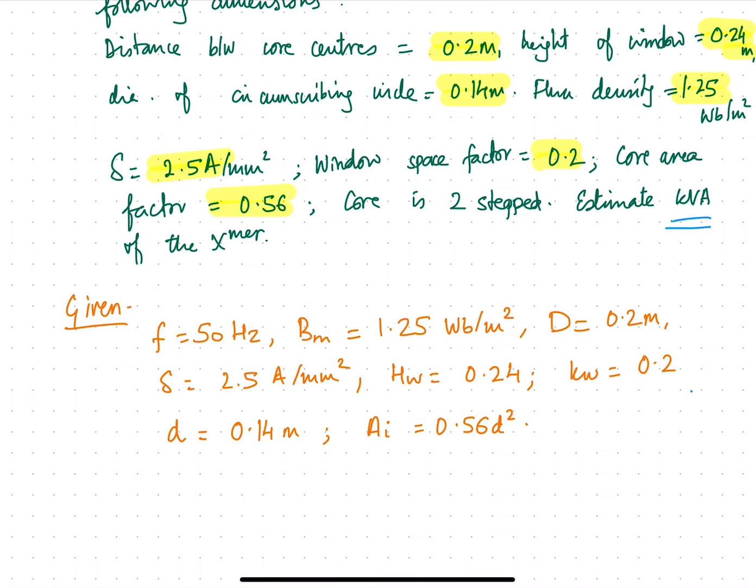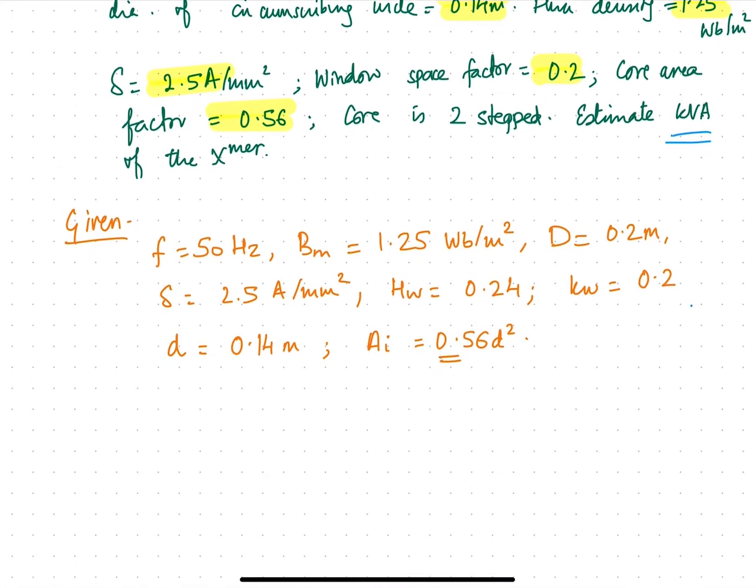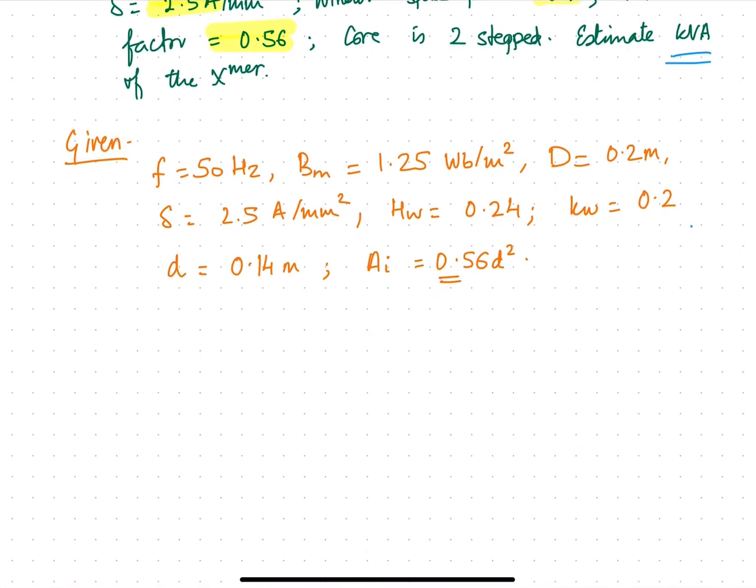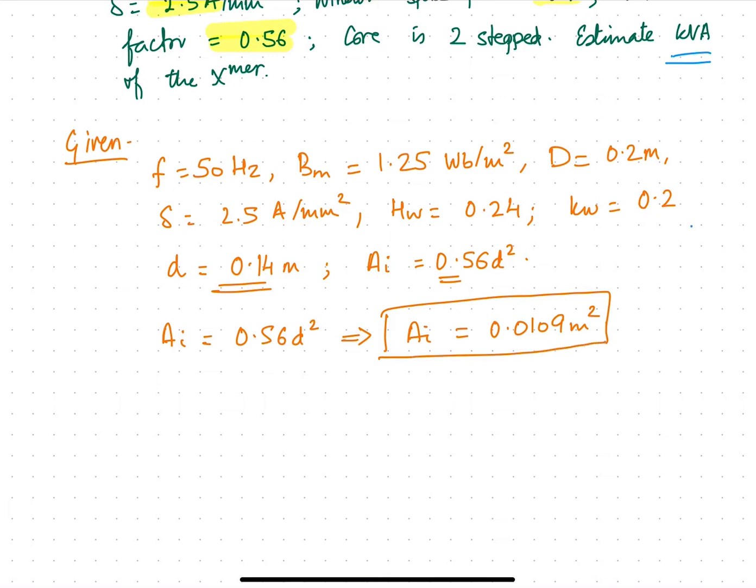Okay, since the core area factor is 0.56, the iron area is going to be 0.56 times d square. So let's begin by first calculating the net iron area, AI. That is given by 0.56 d squared. So d is given to us to be 0.14, so AI comes out to be equal to 0.0109 meter square. So AI is calculated.